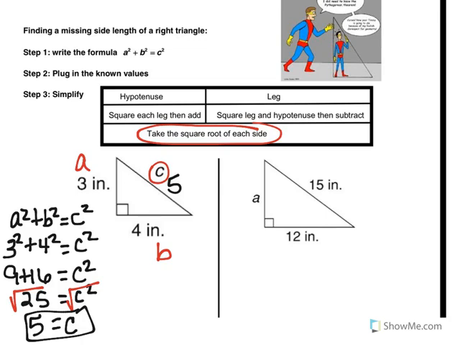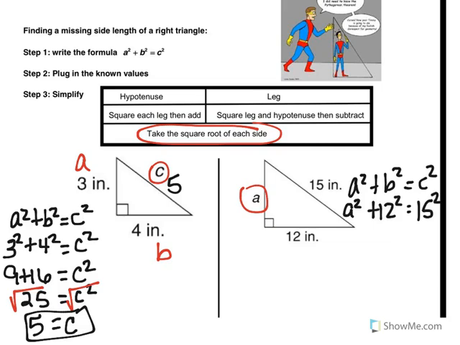On the second one, we're actually looking for a leg. So I'm looking for a leg, but I can use the same formula. So I'm going to write a squared plus b squared equals c squared. A, I don't know what it is. I'm going to write a squared. B, I know it's 12. And C, I know it's 15.